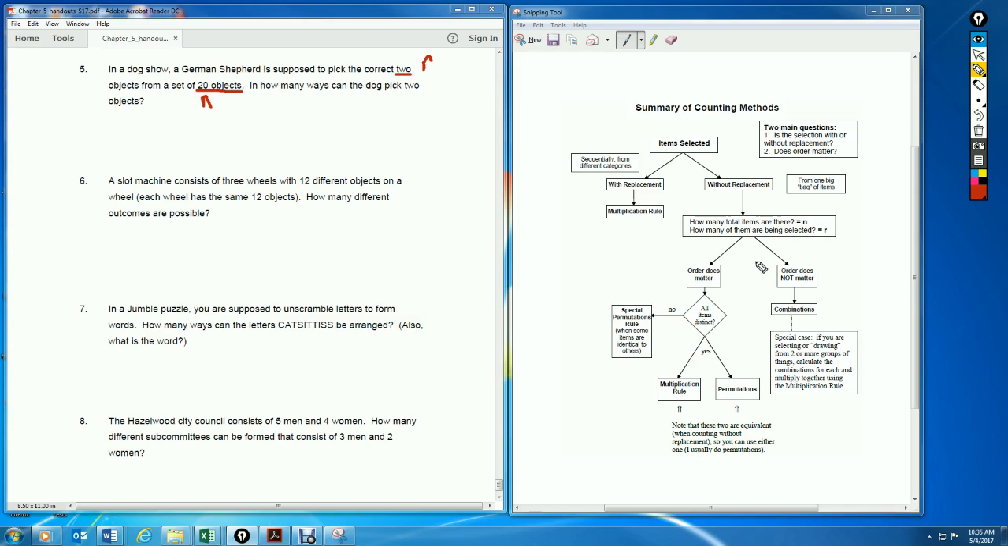Does the order matter? It does not say anything about he has to bring them back in the right order, like first the frisbee, then the ball. It doesn't say that, so we're going to assume that it does not matter. So therefore, we're just going to do a combination. So a combination of 20 objects taken 2 at a time, and you should do that on your calculator, that it is 190.